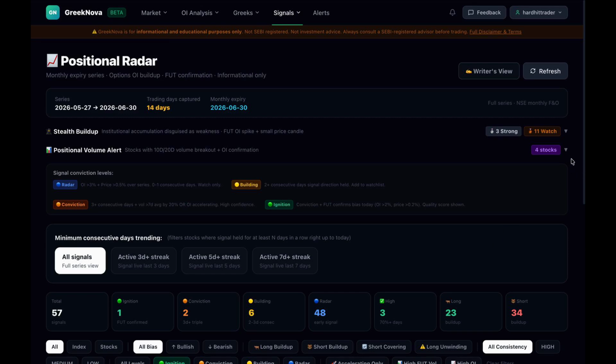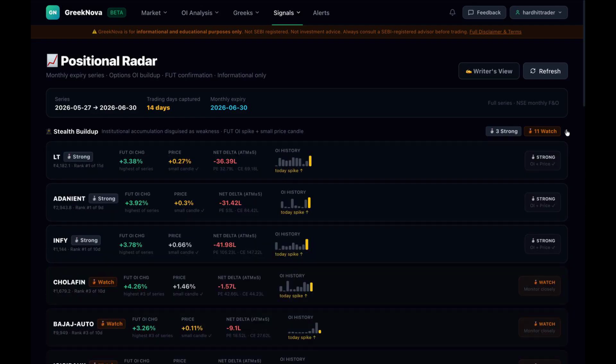So I'll just quickly explain how it works. When you come to positional radar, you will see two drop down tabs. I will explain both. We'll start with stealth buildup. The stealth buildup by definition is where there's a futures OI spike, but the close candle price movement is very little. Those are the hidden candles, kind of a thing.